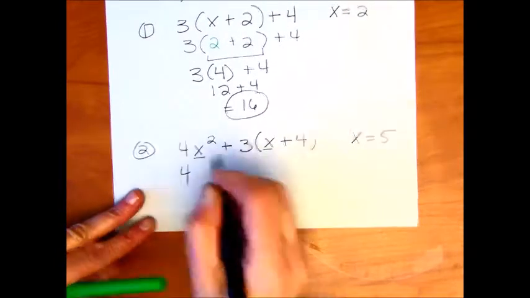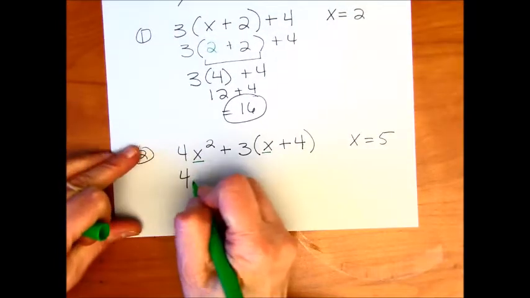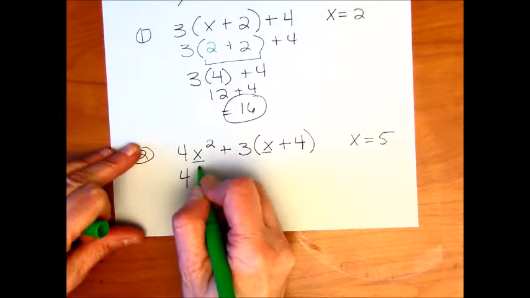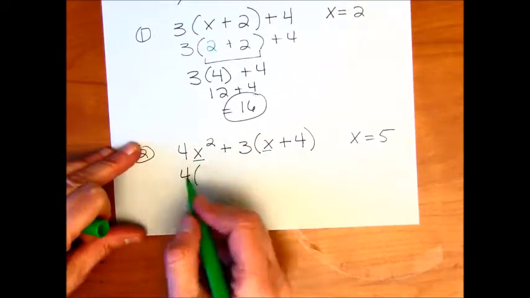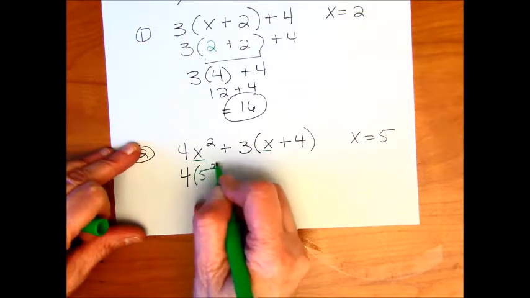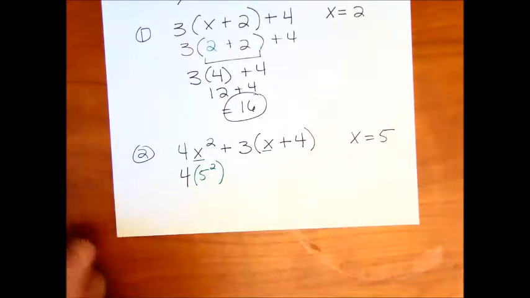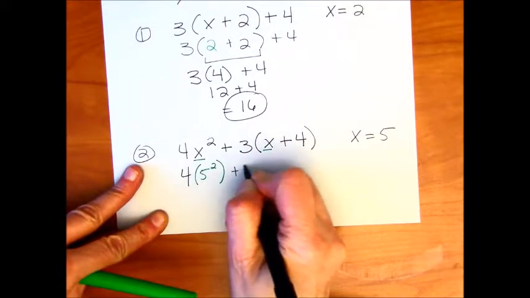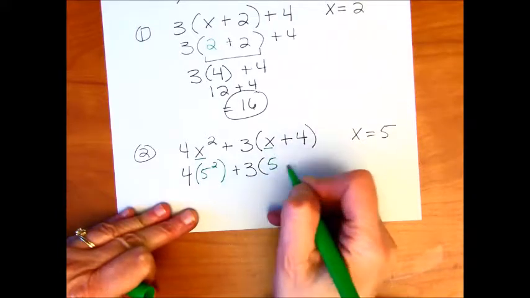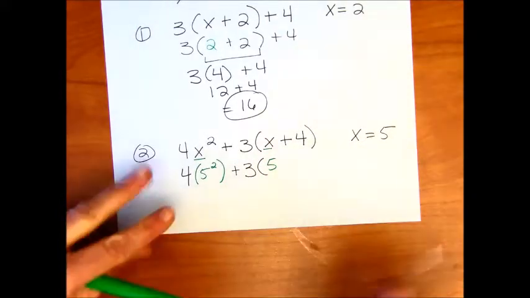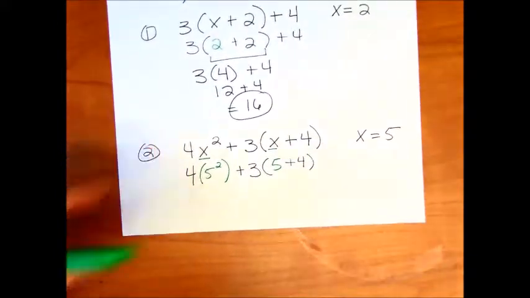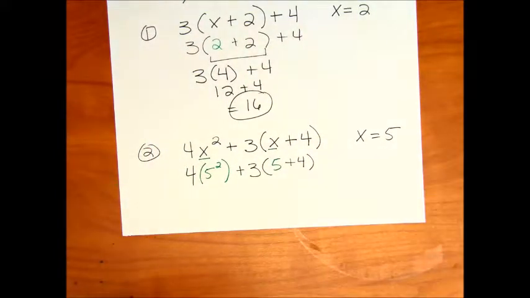So I've got 4, and this is times, so I'm going to go ahead and put these in parentheses. You could use a dot or an X. And I'm going to go 5 squared plus 3, and I'm using a different color just to show you where the value of x is going. You don't need to do that. This is just for visual purposes only to help you.